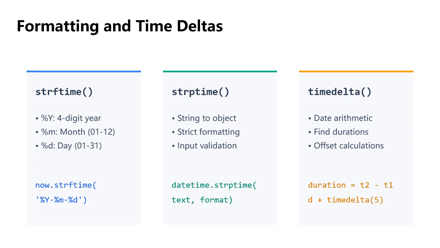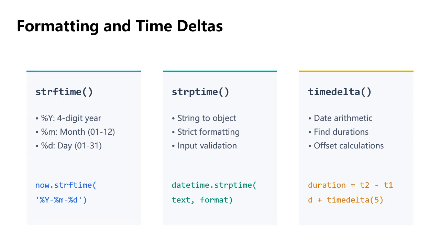Next is strptime. Think of the p as parse. This is the reverse process. It's essential when you receive date information as text, perhaps from a user typing into a form, and you need to convert it into a Python object so the computer can work with it.